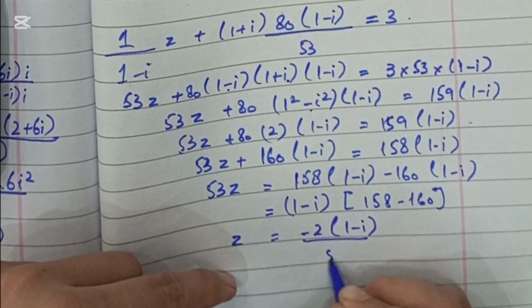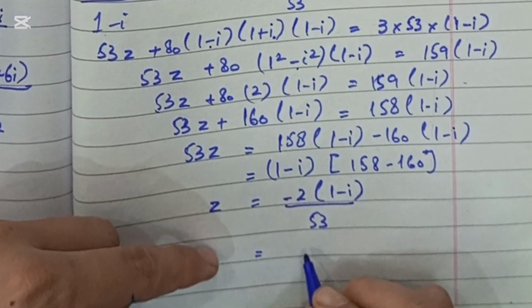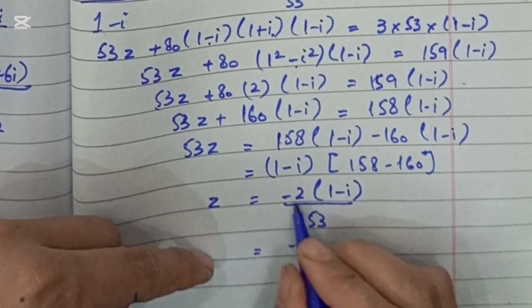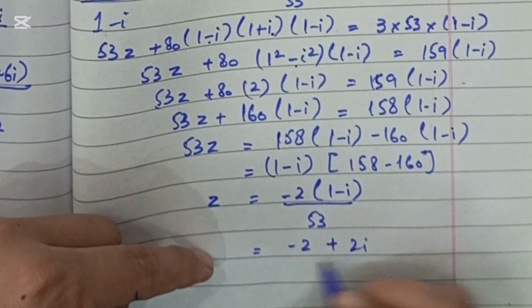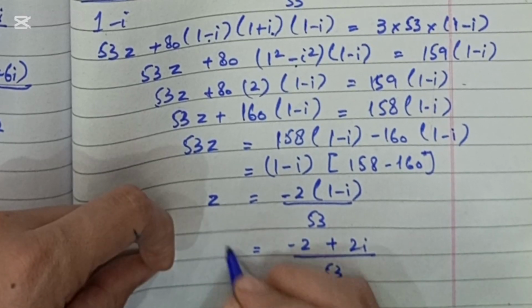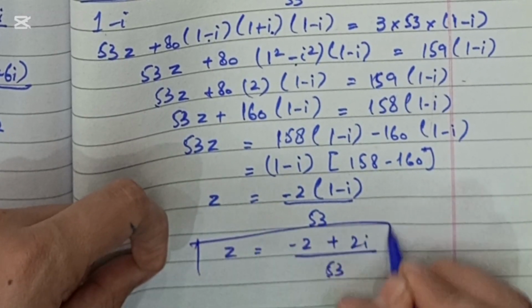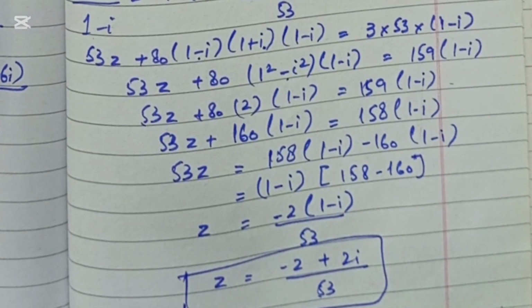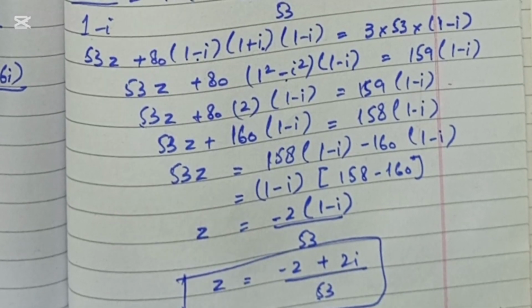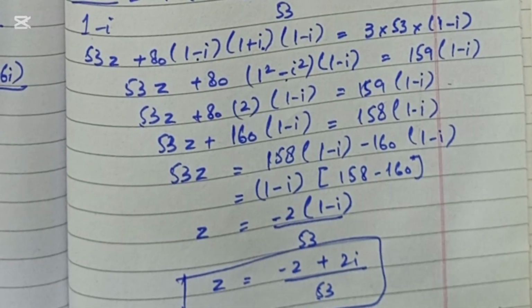53 will be taken at this side. So the answer is minus 2 plus 2 iota divided by 53. This is the answer for Z. Okay, this is how we have done the whole exercise.